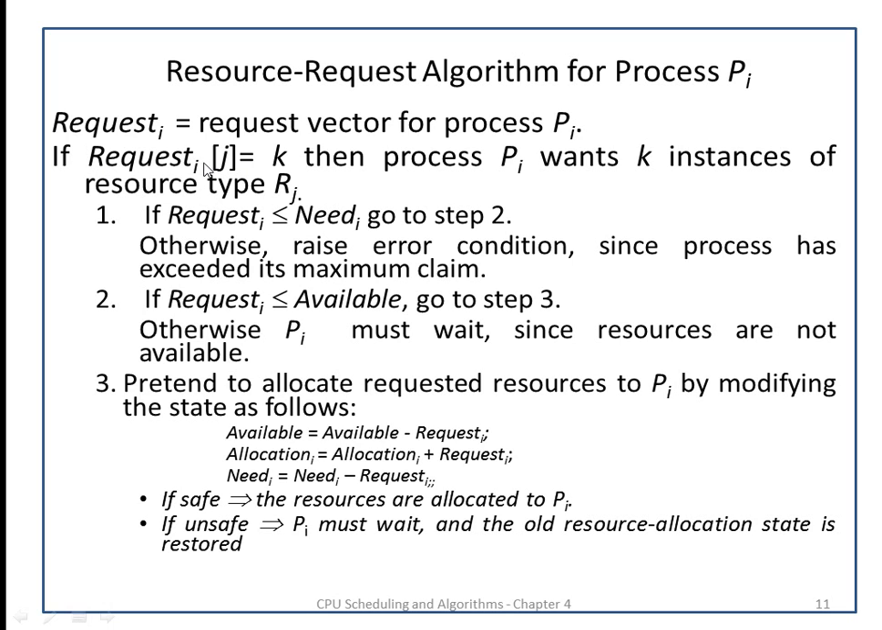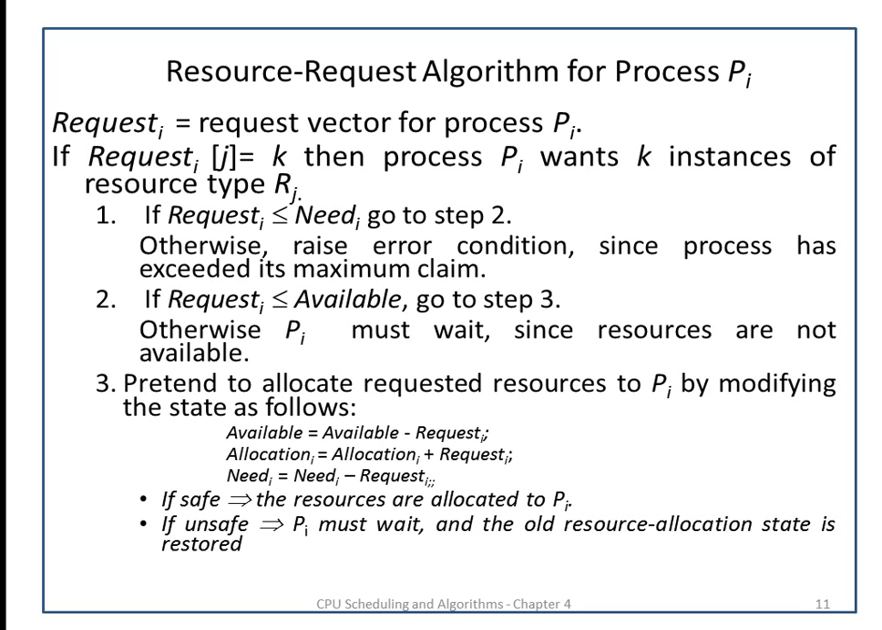Here, if the process Pi requests k instances of resource type Rj, and the request is less than the need, then we will check the next condition. Otherwise we will raise an error. If the request is greater than the need, then we will raise an error. And if the request is less than the available, then we will go to step number 3. Else we will wait until some resources become available in the system and can be assigned to the process Pi.